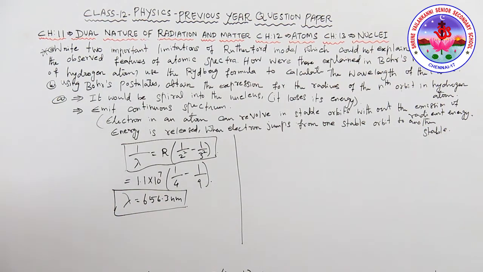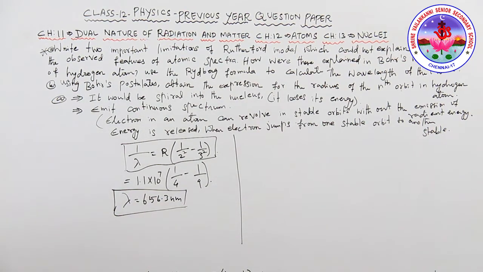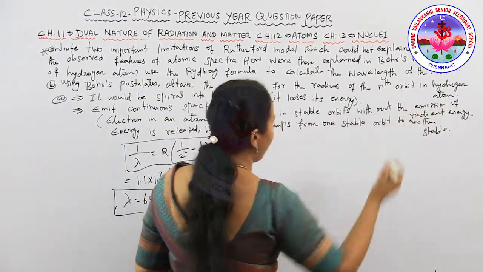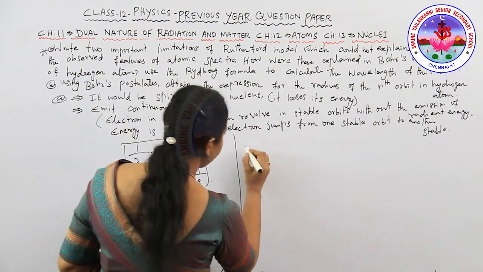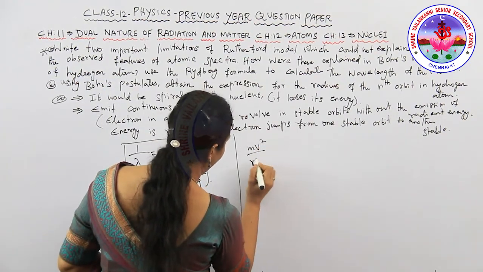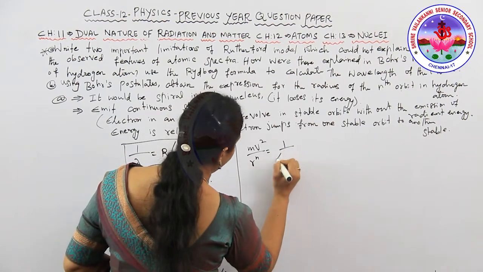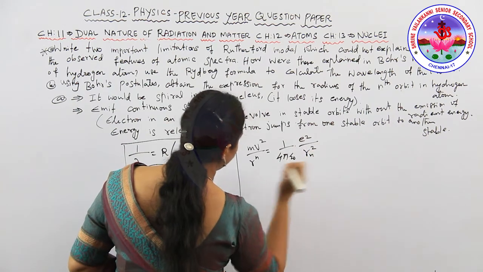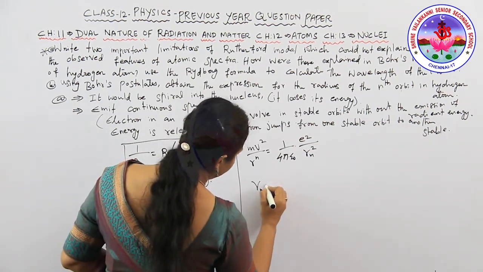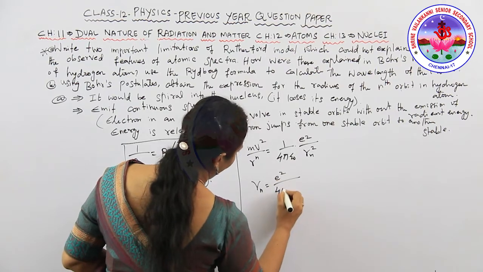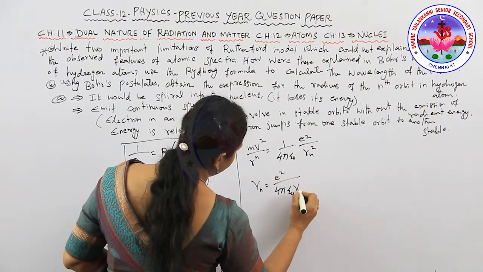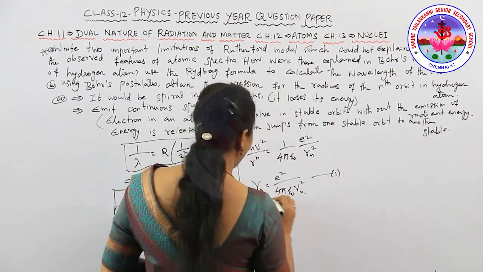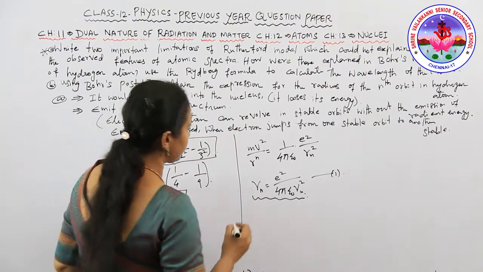And the B part of the question: using Bohr's postulate, obtain the expression for the radius of the nth orbit in the hydrogen atom. Here, mv square by rn is equal to 1 by 4 pi epsilon naught into e square by rn square. So rn is equal to e square by 4 pi epsilon naught mv square, is the first formula. I can take it as for the radius.